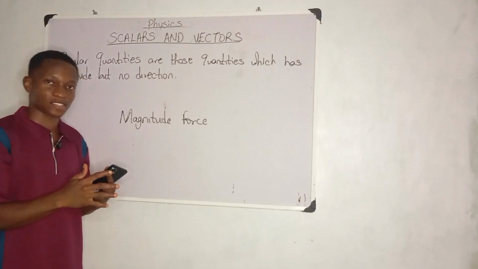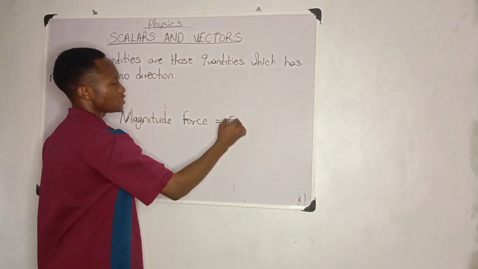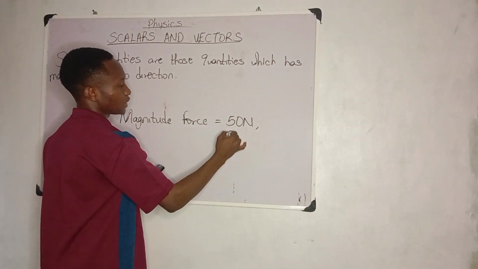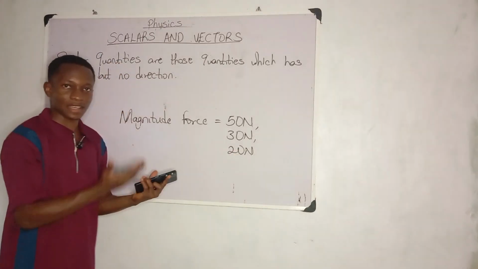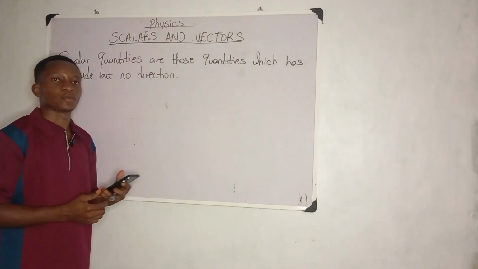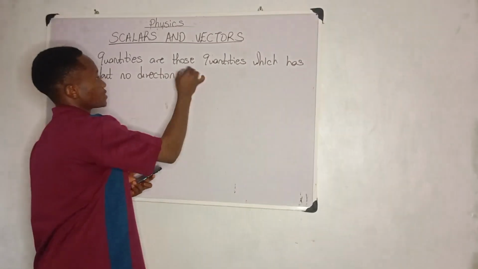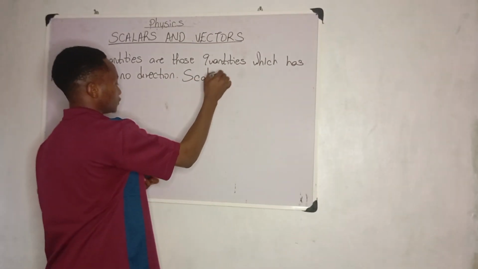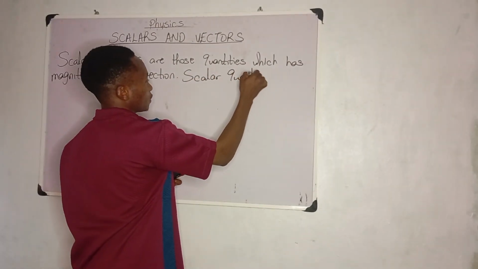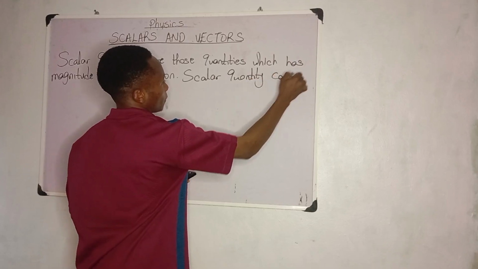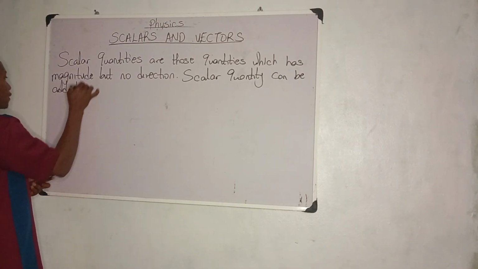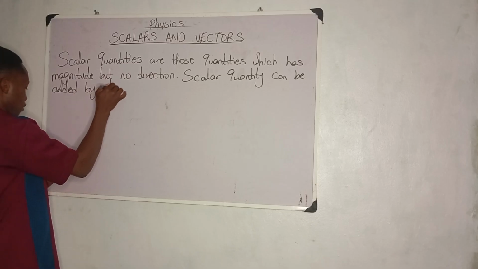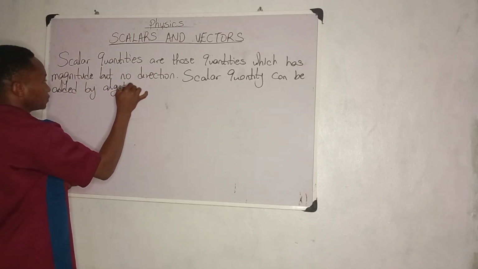So when they ask you to find the magnitude of the force, let the magnitude not confuse you. They're trying to ask you, is it going to be 50 Newton? Or is it going to be 30 Newton? Or is it going to be 20 Newton? Things like that. That's what I mean by magnitude. Okay, one more thing you need to note is that scalar quantities can be added by algebraic methods.